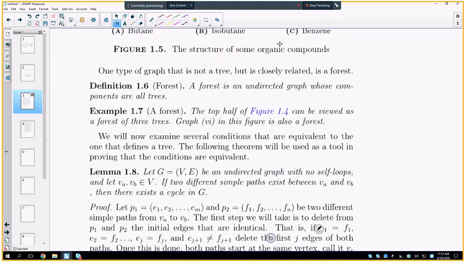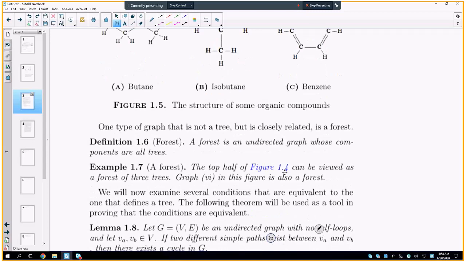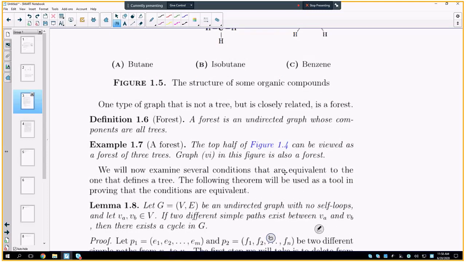One type of graph that is not a tree, but closely related, is the forest. So if we go back to our example where we were describing trees, the last example, remember, we have 2 trees that are not connected with each other, this situation is called a forest. It is a forest consisting of two trees. So the formal definition of a forest is an undirected graph whose components are all trees.